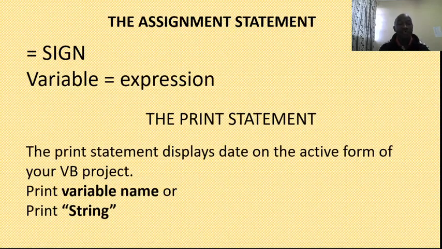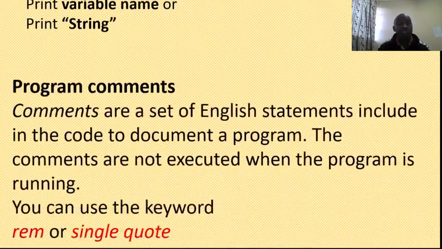Then we have the print statement. When you want to output something in Visual Basic, we use the print statement. The print statement displays data on the active form of your VB project. For example, you can write Print variable name, like I have shown you there, like Print string. Therefore, there it is, we are printing the variable name, like Print x.